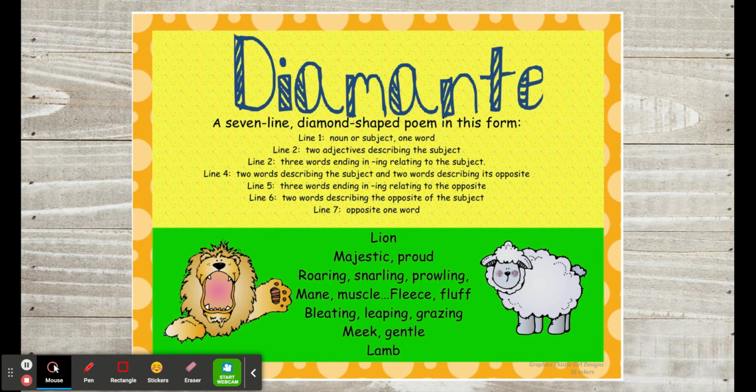So we have lion, majestic, proud. Those words describe lion. Roaring, snarling, prowling. Mane, muscle. So those are 2 nouns that relate to lion. But now we start relating to its opposite. Fleece, fluff. Bleating, leaping, grazing. Meek, gentle. Lamb. So you can see how it changed from lion to lamb, and here is where the change happened. So they used these ellipses, these 3 dots, to help us understand where the change happened.